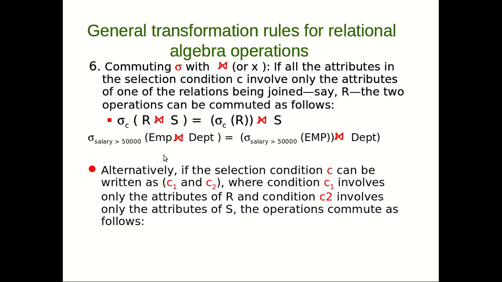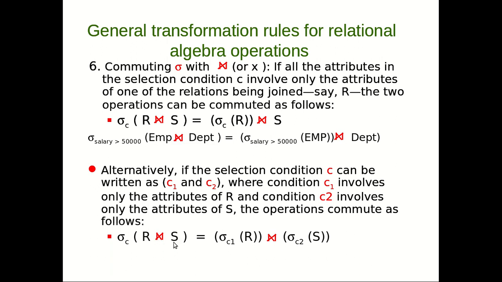Then alternatively, if the select condition C can be written as C1 and C2, where C1 involves only attributes of R and C2 involves only attributes of S, that is, the condition contains two sub conditions, C1 and C2, and C1 contains attributes belonging to R and C2 contains attributes belonging to S. You can write like this, sigma C of R join S.